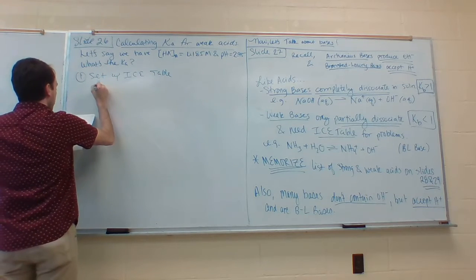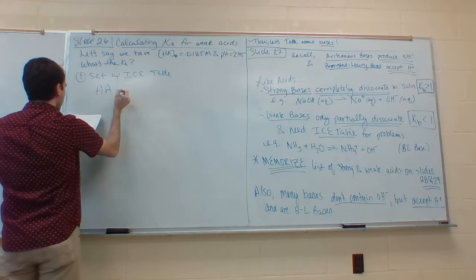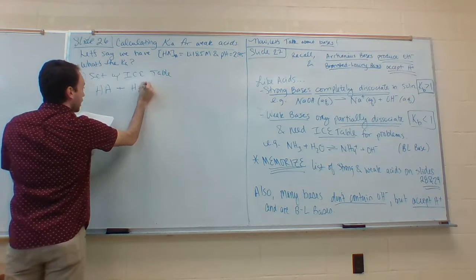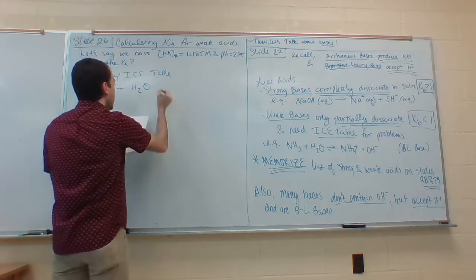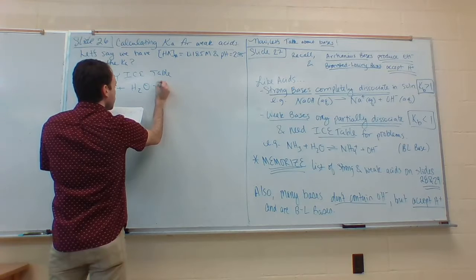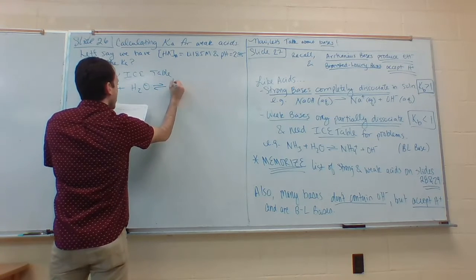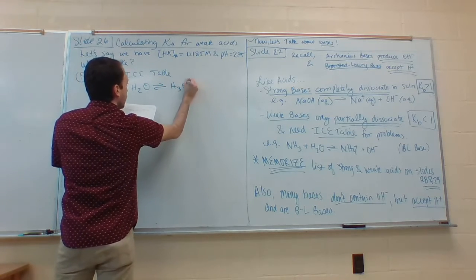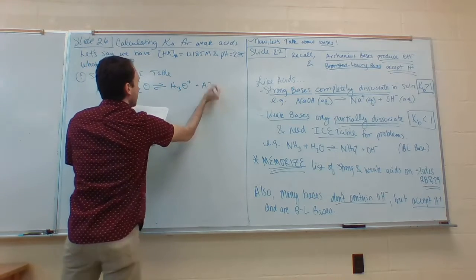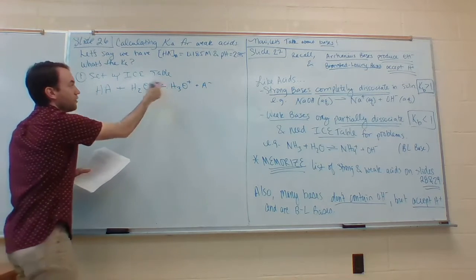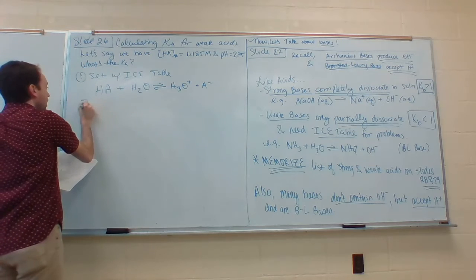All right, so we're going to write our reaction. We have HA plus some water, right? Because we can include our water in our dissociation reaction. And if we do, then we know that we're going to have H3O plus and A minus. This is just another way. You could leave out the waters, okay?